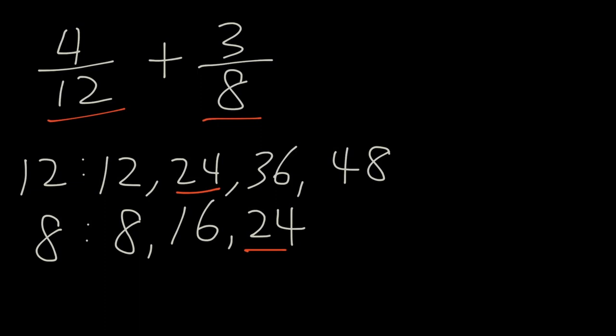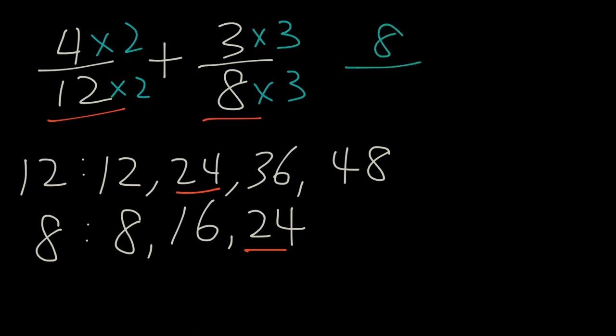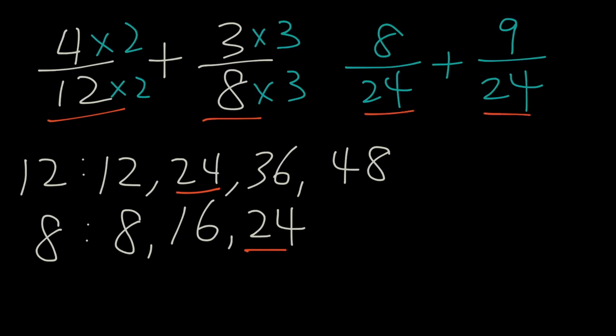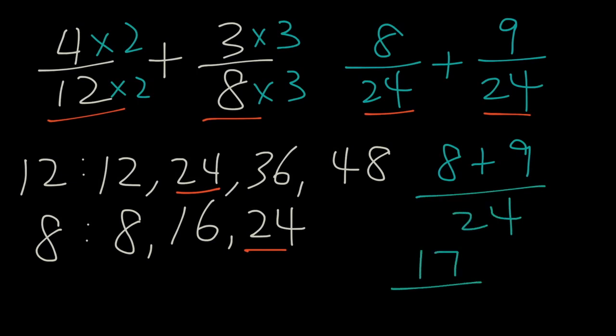So for 12 to be 24, we will times that by 2, and denominator times by 2 means the numerator also needs to times by 2, and for 8 we need to times that by 3, and the numerator by 3. Okay, and 4 times 2 is 8, 12 times 2 is 24, plus 3 times 3 is 9, 8 times 3 is 24. Okay, now we have the common denominator 24 on both. We can go ahead and solve this equation. And so 8 plus 9 over 24 equals 17 over 24. And there's your answer.